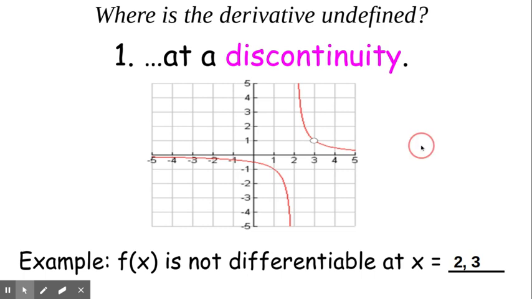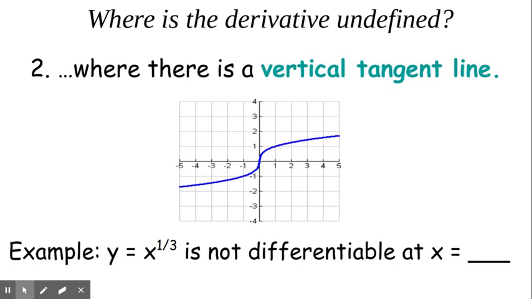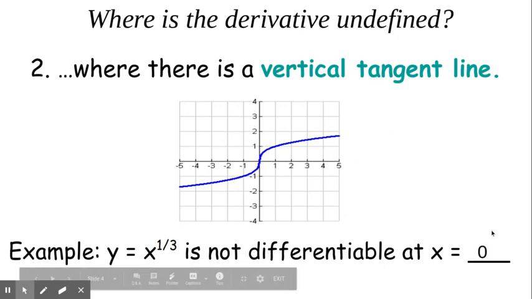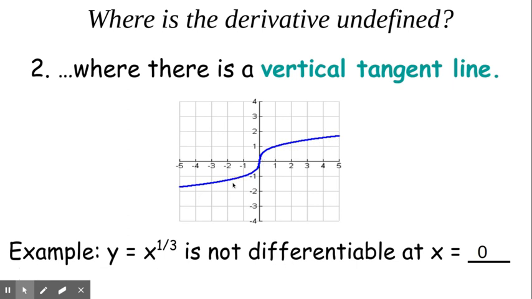Okay, so the second one is a vertical tangent line. And a vertical tangent line is sometimes hard to identify by looking at the graph, because something might look vertical, but it might not technically be vertical. So we'll talk about how to find it algebraically. So here's a graph of y equals x to the 1/3, or cube root of x. And it is not differentiable at this vertical tangent line, which is at x equals 0, even though it's continuous everywhere. So therefore the limit exists for all values of x, the function exists for all values of x, but it's not differentiable at x equals 0.